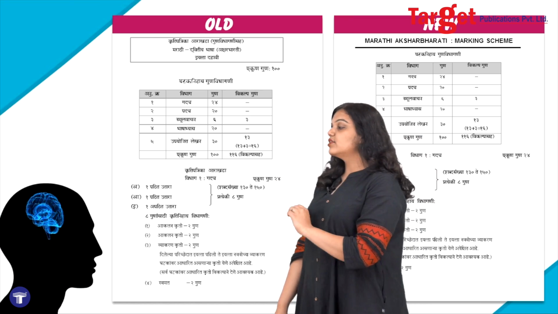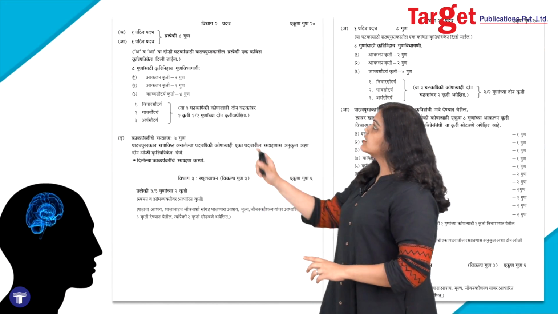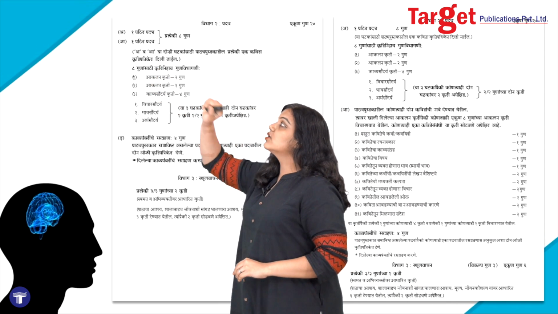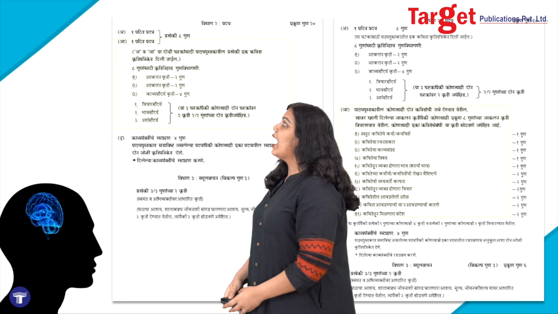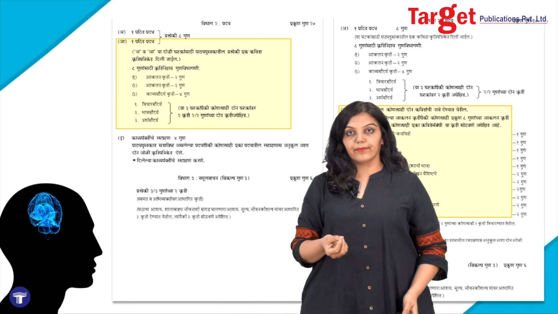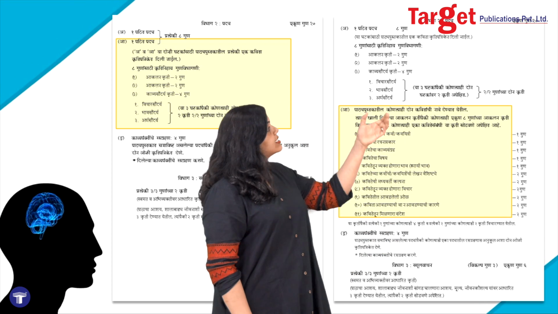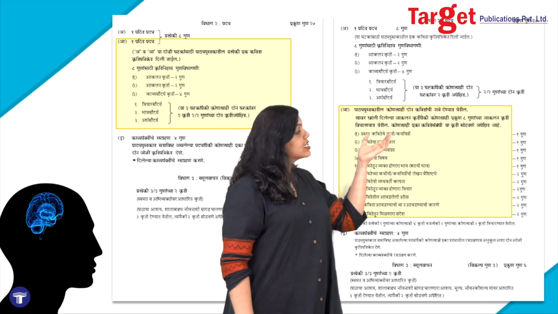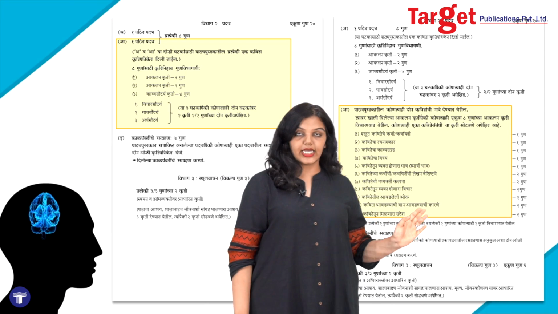As you can see, in the first Vibhag, there is no change. The first change comes in the second Vibhag, that is under the question A. And in this question, initially, you had comprehension of a poem. But now, in the new paper pattern, you will be given questions based on a poem. So basically, this question is completely changed.